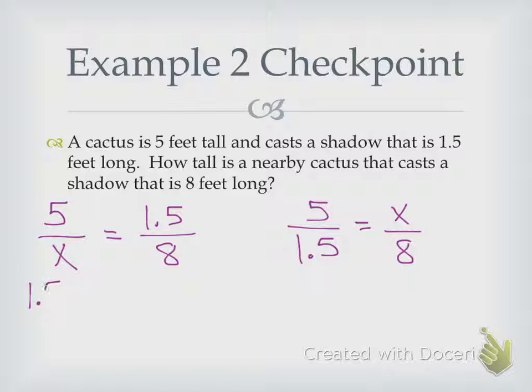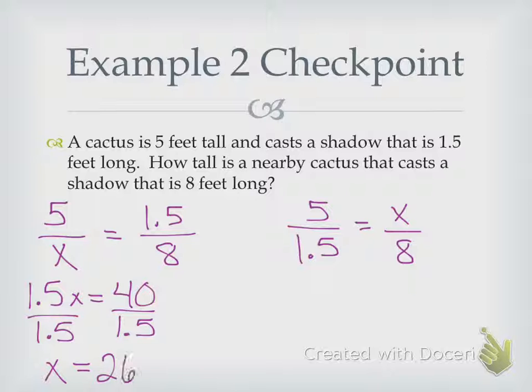So you have 1.5x equals 40. Divide both sides by 1.5. And you do get an odd number. It's going to be 26.6 repeating. Now we do know that that's going to be 26 2/3. All right, and we know that 2/3 of a foot is 8 inches. So we could say 26 feet, 8 inches.